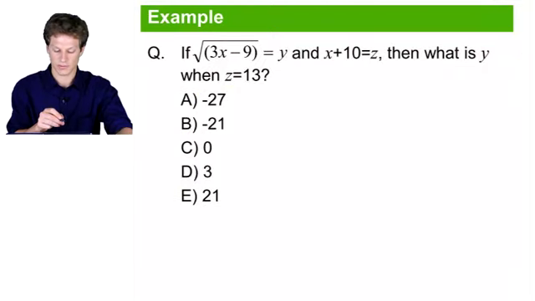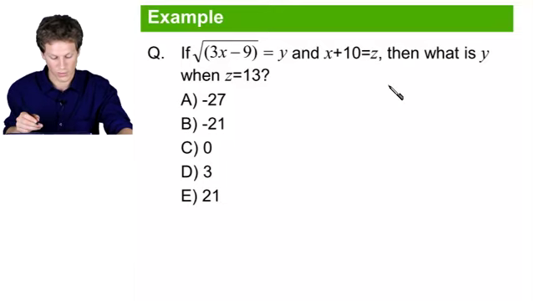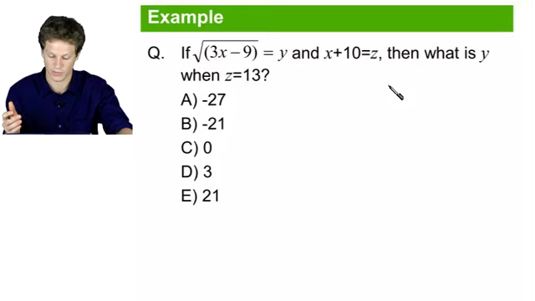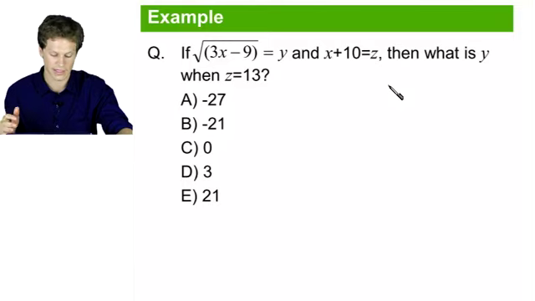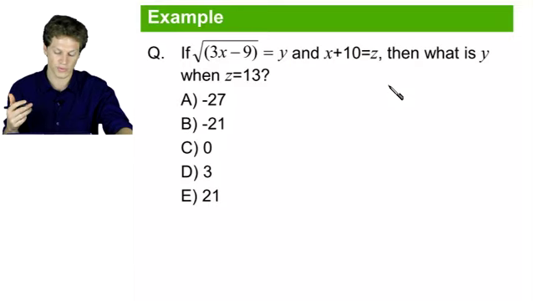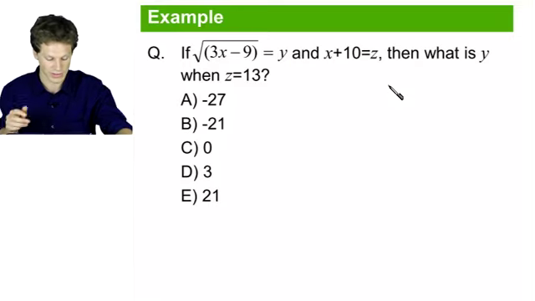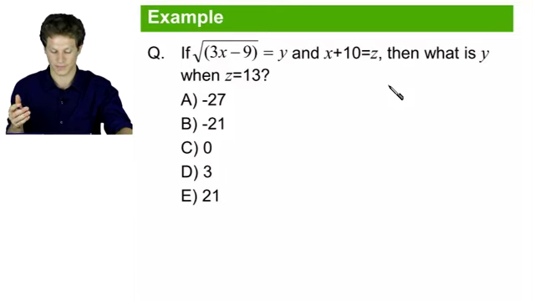If the square root of 3x minus 9 equals y and x plus 10 equals z, then what is y when z equals 13? So again, we've got a pretty complicated problem here. We've got three different equations in terms of three variables. Maybe it's something that's a little too complicated for us, or we're out of time. If either of those reasons happen to be the case, like I said before, there's still some things that we can do to eliminate incorrect answer choices and improve our chances of getting the problem right, regardless of whether or not we're solving it. And here, the restriction of square roots will actually help us eliminate a couple answer choices.